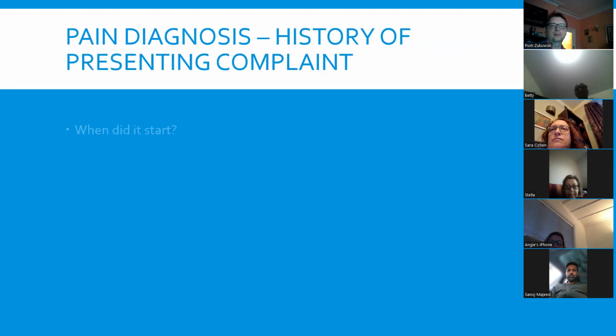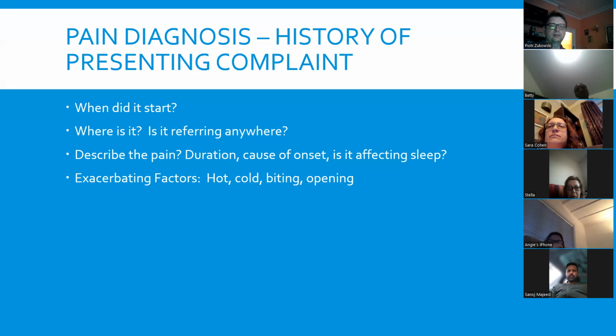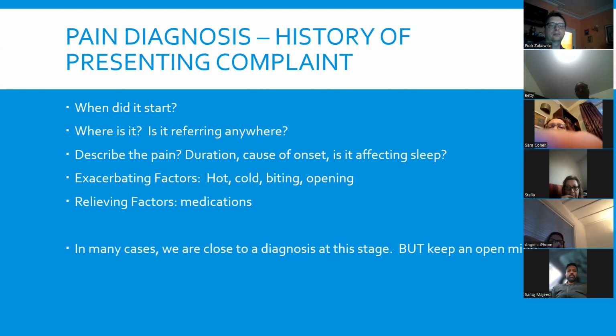Okay, the history of the presenting complaint. When did it begin? Where is it? Is it referring anywhere? Describe the pain, duration of onset, how long has it been there? Is it affecting sleep? That is often a key question, a sort of level of how bad it is. Exacerbating factors. Is it worse with hot, cold, biting, opening? Relieving factors, typically medication, but sticking cold water on could help. In many cases, we're close to a diagnosis at this stage. But the big important thing, which I put in capital letters, is keep an open mind. And we should go through a careful methodology to make sure we get this right.